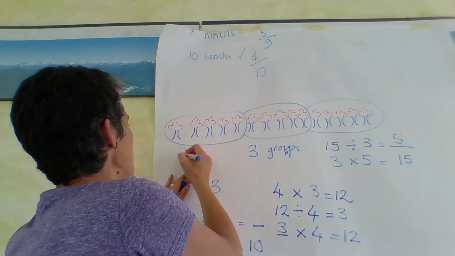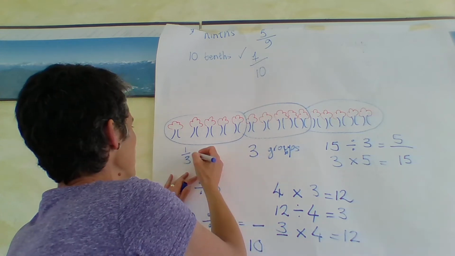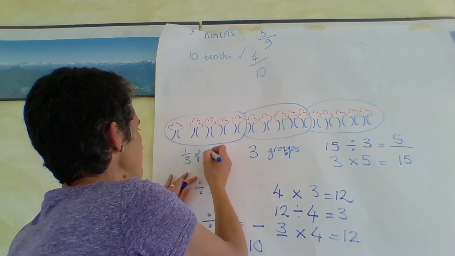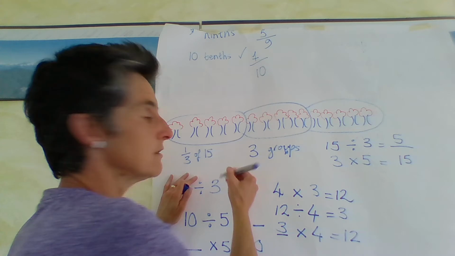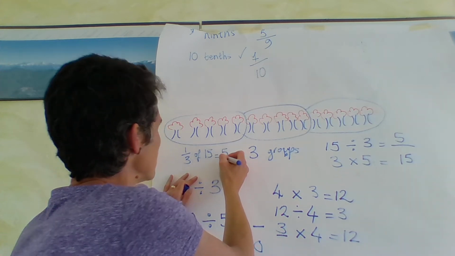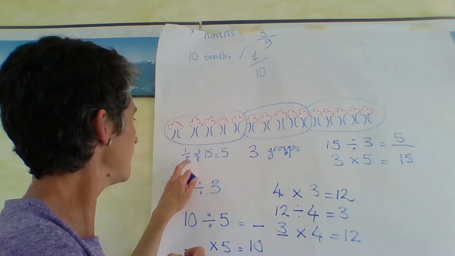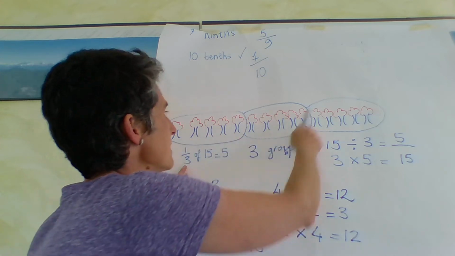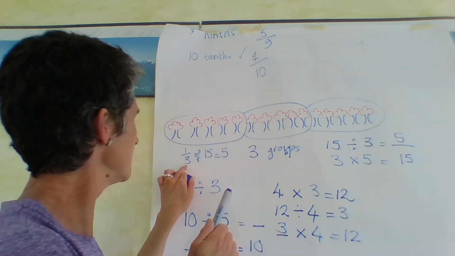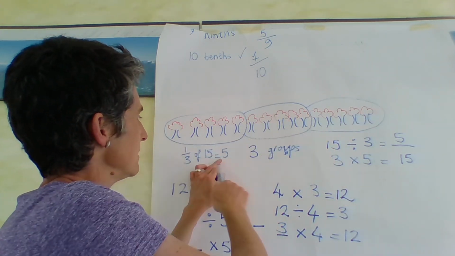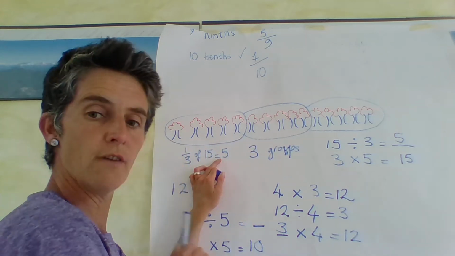I know that 1/3 of 15 is 5. Yeah, a third. There's a third, there's another third, there's the other third. A third of 15 altogether is 5.